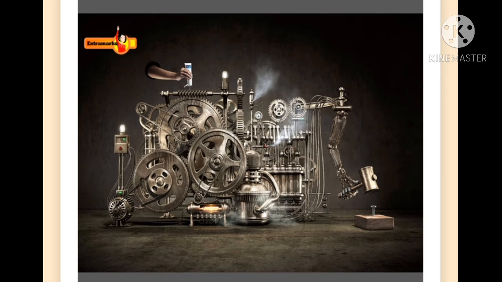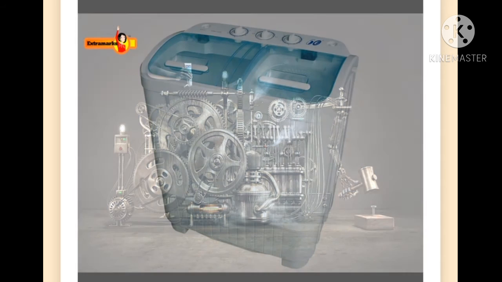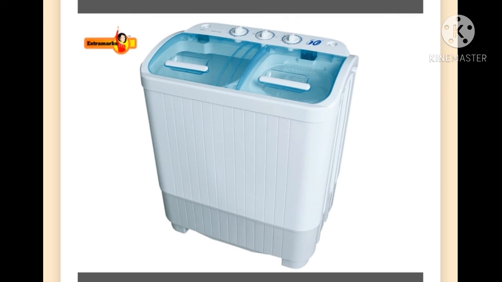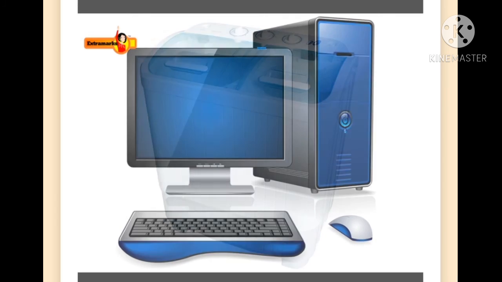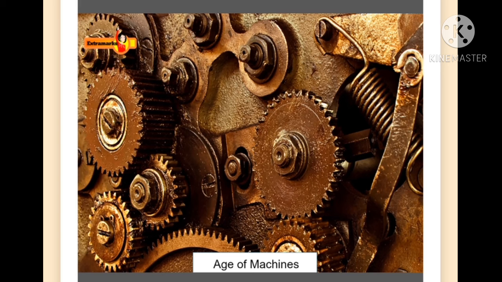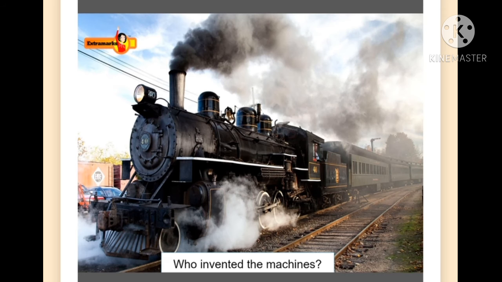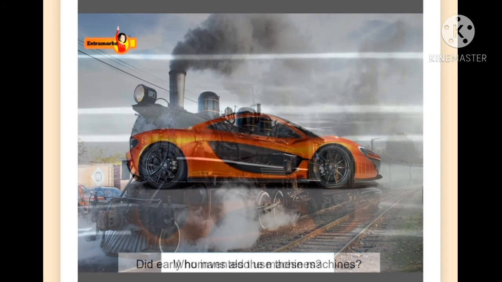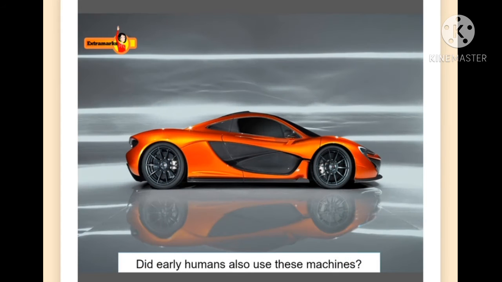In our day-to-day life, we make use of numerous machines to accomplish many tasks. This is the reason why the age in which we live today is known as the age of machines. Have you ever wondered who invented the machines and how did they develop? Did early humans also use these machines?